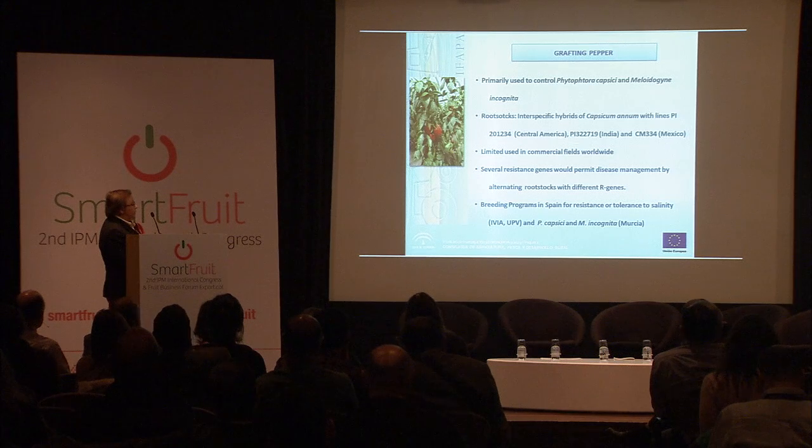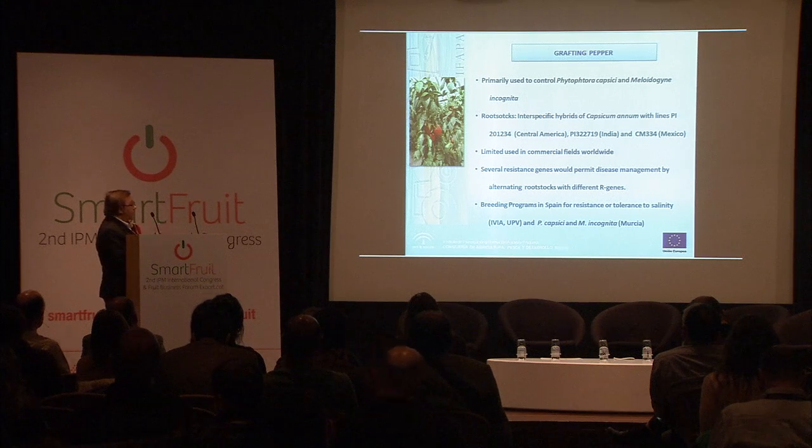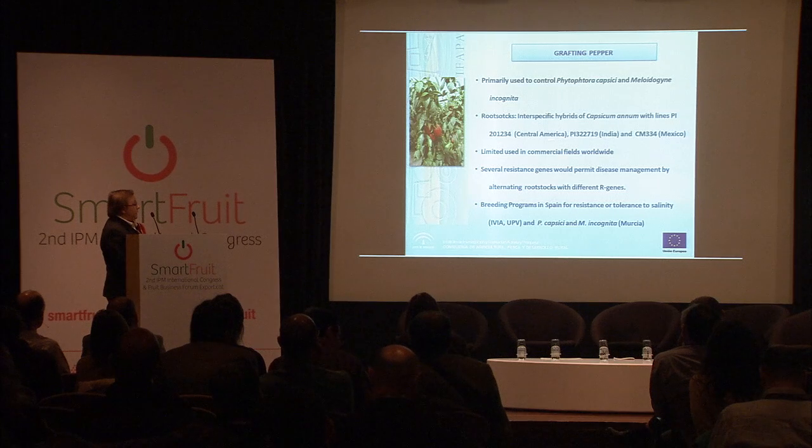Interspecific hybrids of Capsicum annuum are used with different lines of PI, which is what gives the resistance. Rootstocks for peppers have quite limited application and aren't used worldwide. There are various sources of genetic resistance, which extends the possibilities of disease handling by alternating the source of resistance, which doesn't exist with other rootstocks.